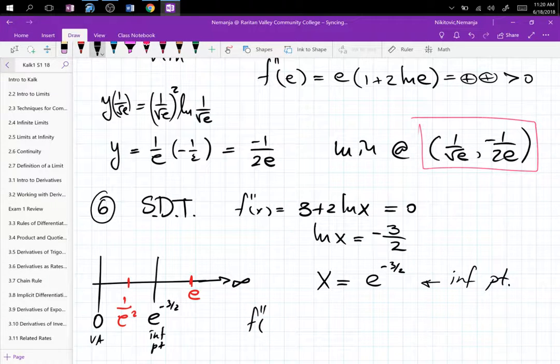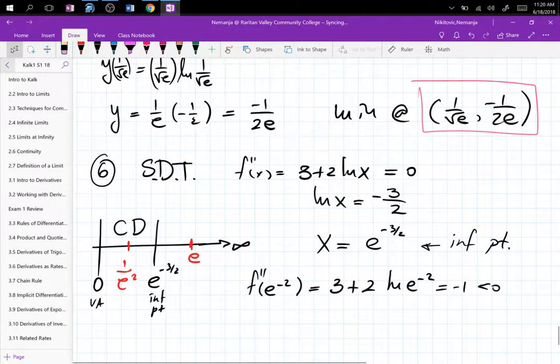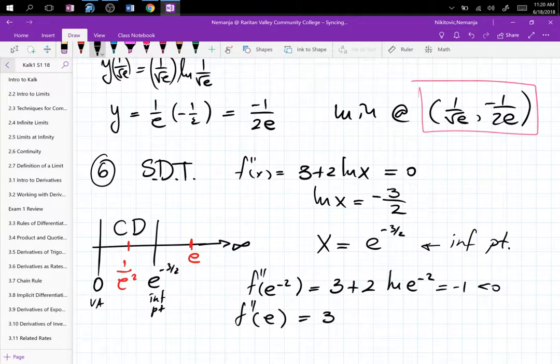So the second derivative computed at e to the minus 2, we have 3 plus 2 ln e to the negative 2. Negative 2 jumps out in front, makes a negative 4. 3 minus 4 is negative 1. Less than 0, concave down. Second derivative at e, well, that's 3 plus 2 ln e, which is equal to positive 1, bigger than 0, concave up. Nice.